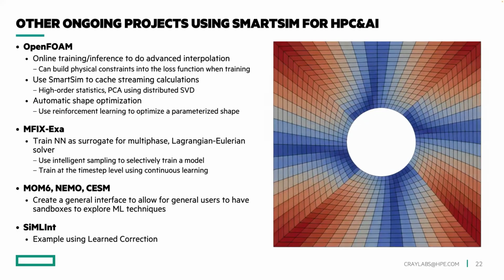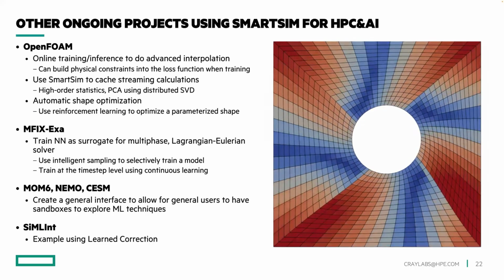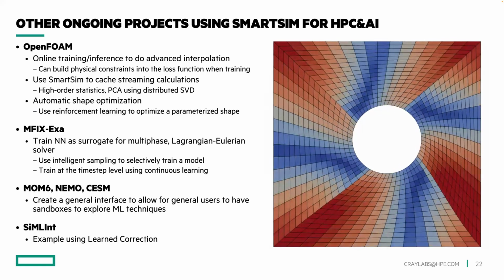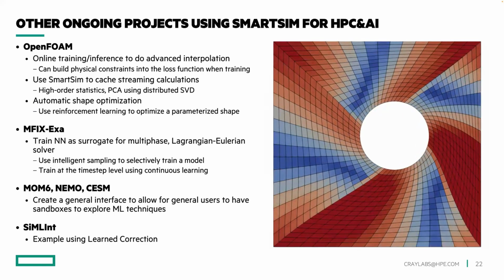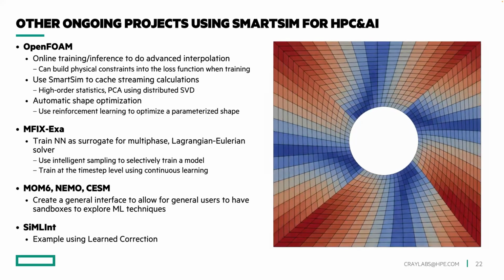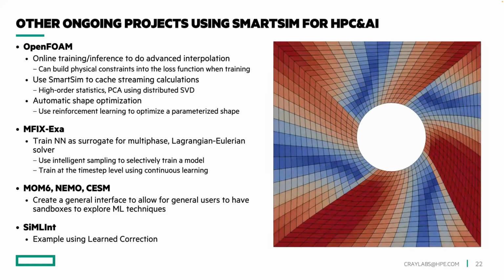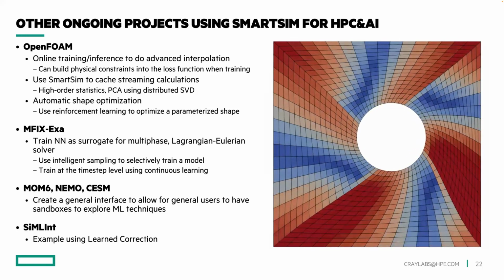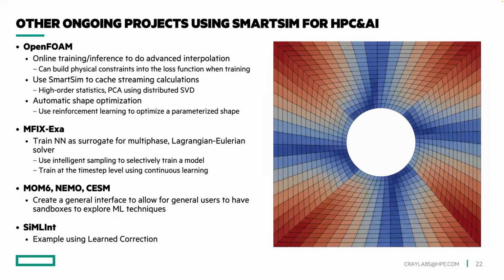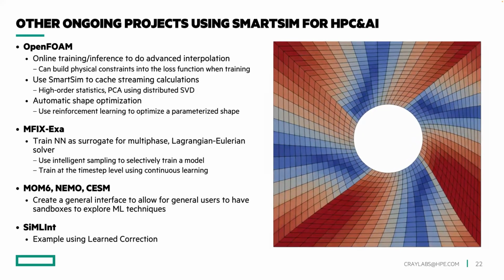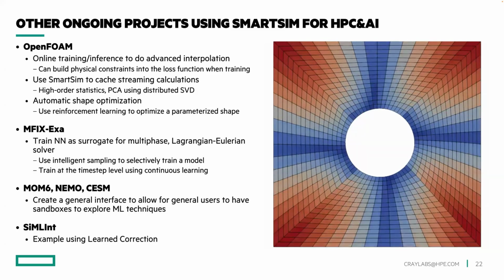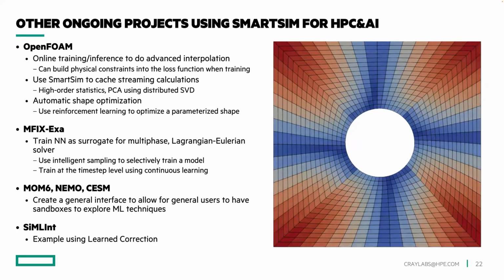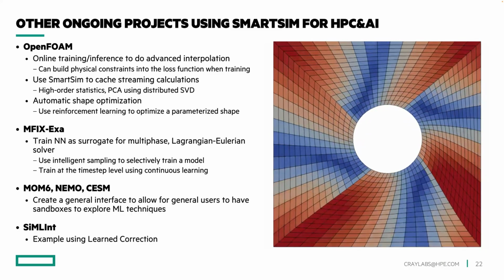There are other ongoing projects using SmartSim for HPC and AI, notably OpenFOAM, an all-purpose CFD toolkit. There are many research streams in that case. We have a collaboration to create an OpenFOAM model, which will use SmartSim natively. MFIX-EXA, another CFD toolkit, is looking at training neural network surrogates for Lagrange and other solvers. MOM6, NEMO, CSM, again, oceanography.